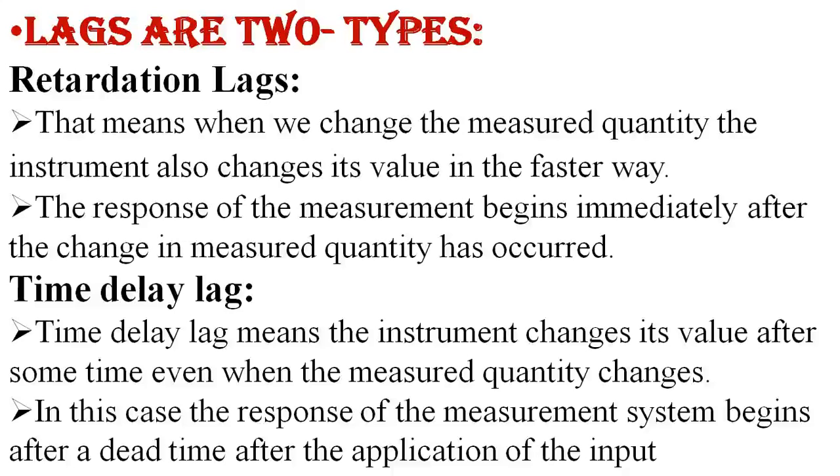The second one is time delay lag. Here the response time is slow when we change the input. Time delay lag means the instrument changes its value after some time when the measured quantity changes. In this case, the response of the measurement system begins after a dead time after the application of the input. So some time is required after we change the input, and after some time the output changes.